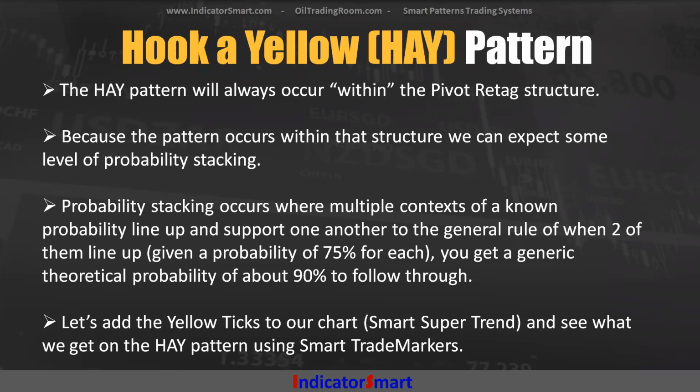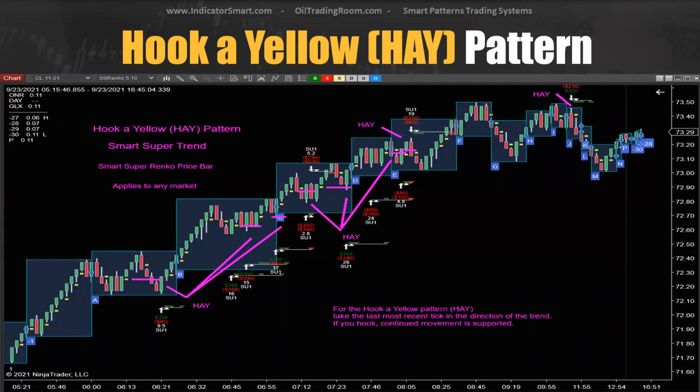So let's add the yellow ticks and see what we get on the hook a yellow pattern. Now we're going to use Smart Trade Markers to map this out. You can see that we've got the same chart here that we've been using. And we've got these yellow ticks.